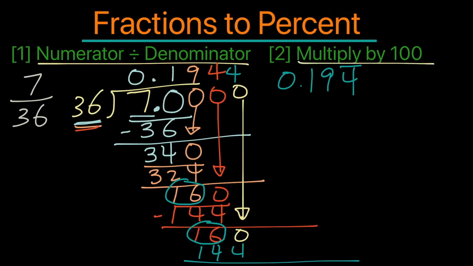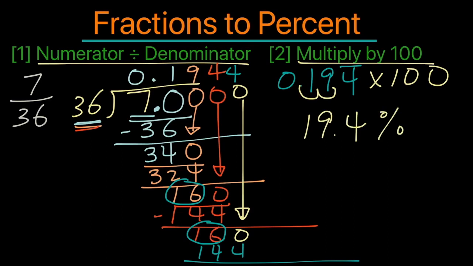And next, we're going to multiply by 100. So 0.194 times by 100, we'll be moving the decimal 2 points to the right, which gives us 19.4%. And that is our answer. So these 4 examples are how you will convert fractions to percent.